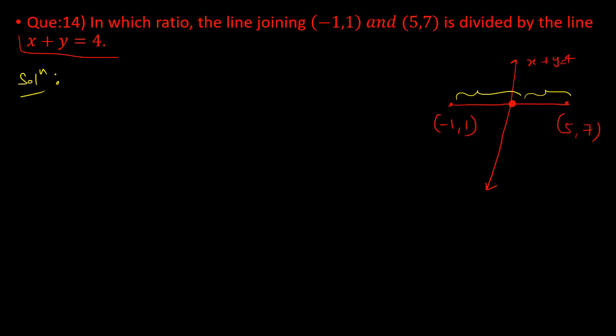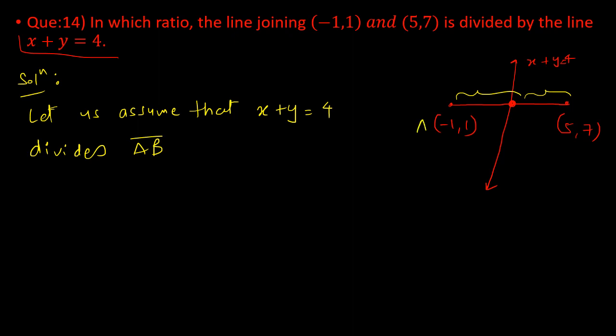Let us assume that this line x plus y equal to 4 divides AB, let me give the names A and B to these points, at point P, the intersection point, in the ratio lambda to 1.